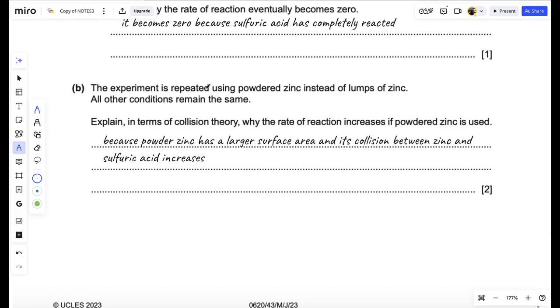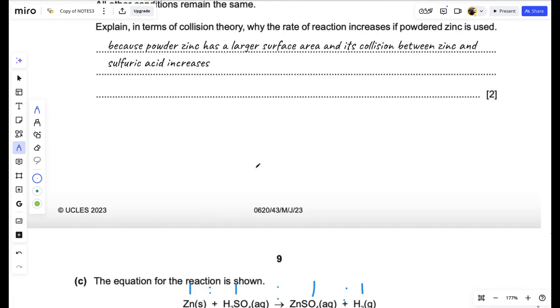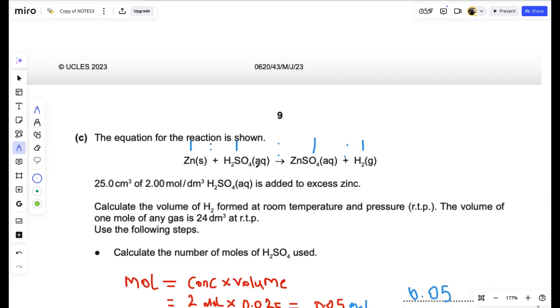Don't write one long sentence just like we did here. You say the surface area increases. 2, there's greater or more frequent collisions between the zinc and sulfuric acid. And you get your 2 marks. Okay, we go to the next one.